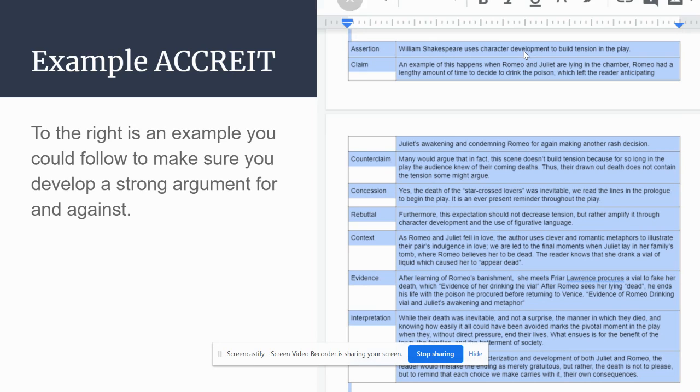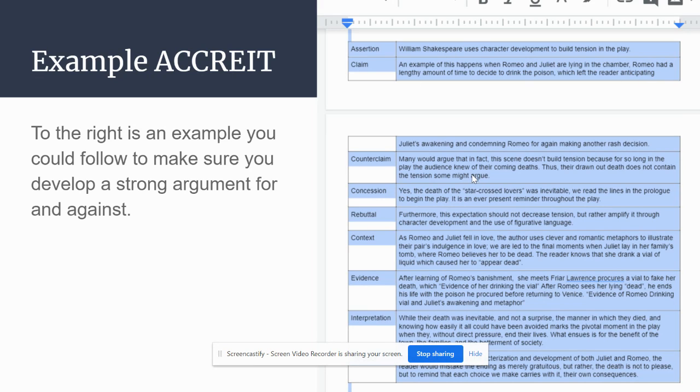William Shakespeare uses character development to build tension in the play. And then you would follow it up with a claim. An example of this happens when Romeo and Juliet are lying in the chamber. Romeo had a lengthy amount of time to decide to drink the poison, which left the reader anticipating Juliet's awakening and condemning Romeo for again making another rash decision.